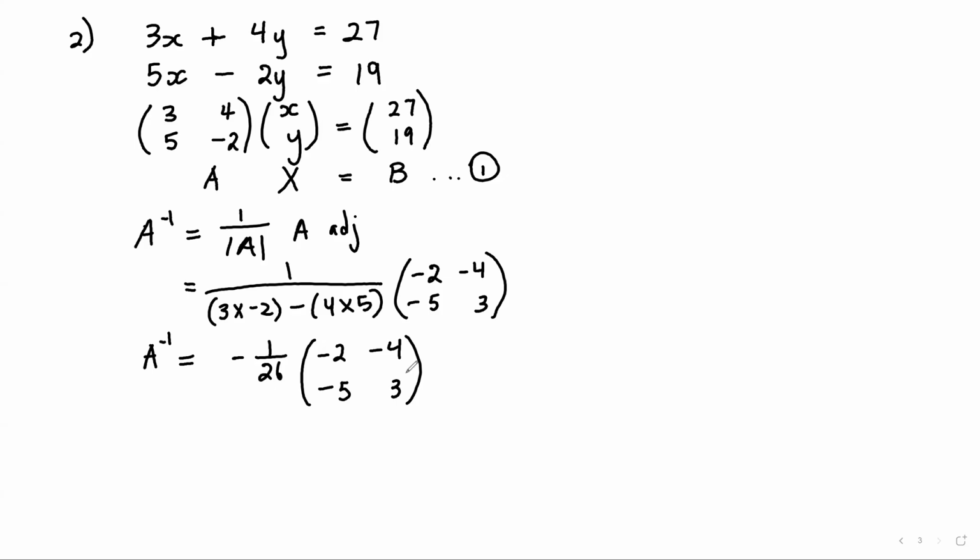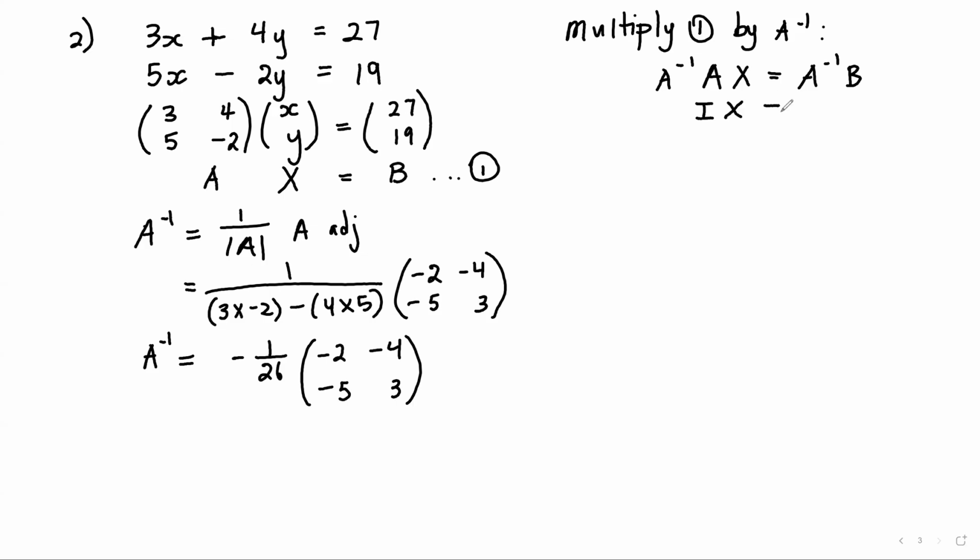All right. So next, I'm going to multiply equation 1 by A inverse. So that would mean that you'll do A inverse times A by X is equal to A inverse by B. A inverse times A gives you the identity matrix. So it'll be I times X is equal to A inverse by B. And therefore, the identity matrix times any matrix is just itself. So you'll just end up with X is equal to A inverse by B.